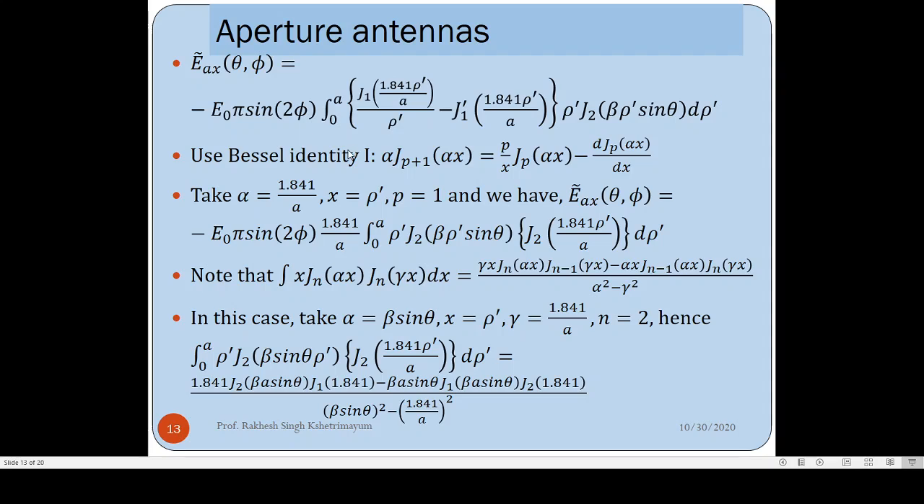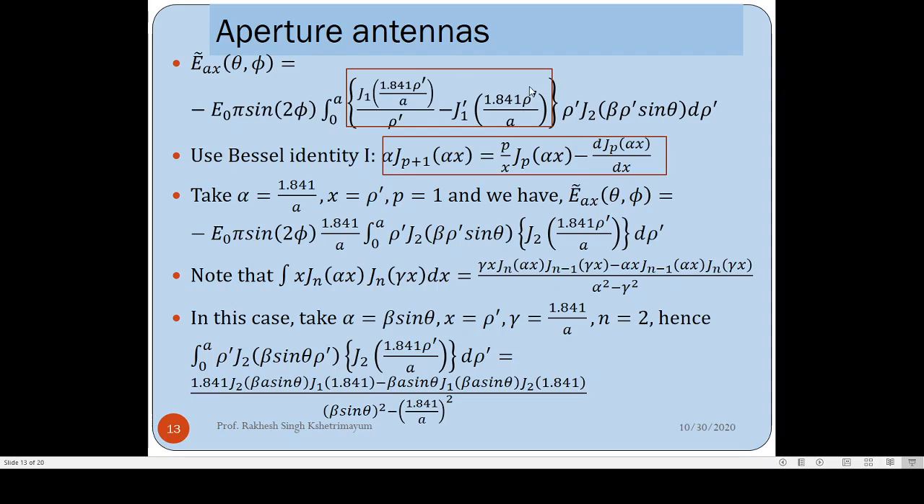So we have done integration 1. We can also do the remaining integration to find the 2D Fourier transform of EAX. So minus E0 pi sine of 2 pi j2 beta rho there sine theta. That's what the integration I1 was. What was the remaining term? The remaining terms were dependent on rho dash, and we do integration over d rho dash, and rho dash is going from 0 to a. So again here we can use the Bessel identity for this term.